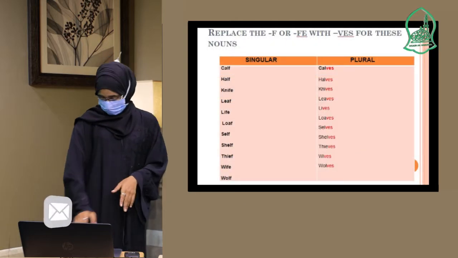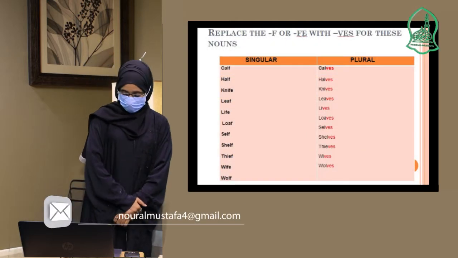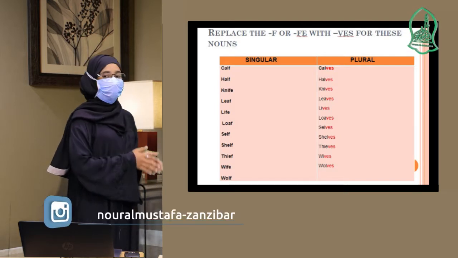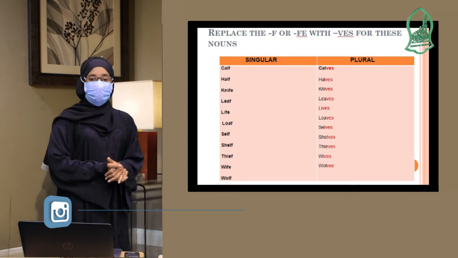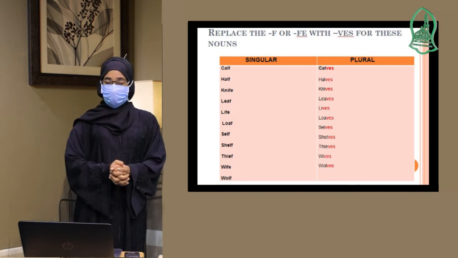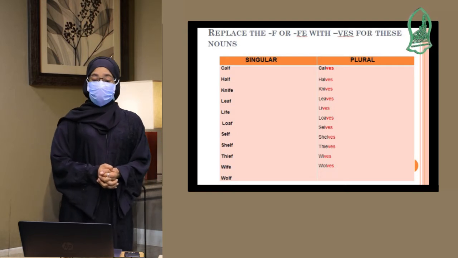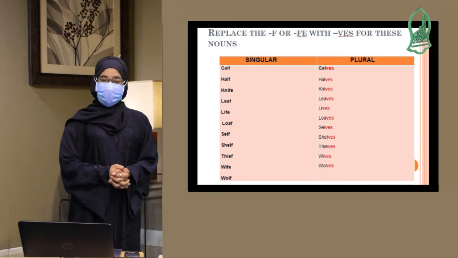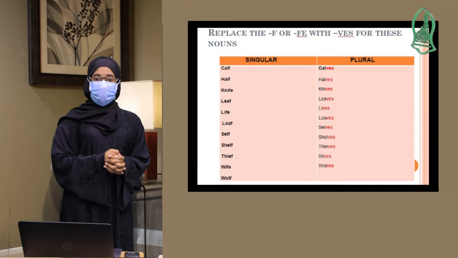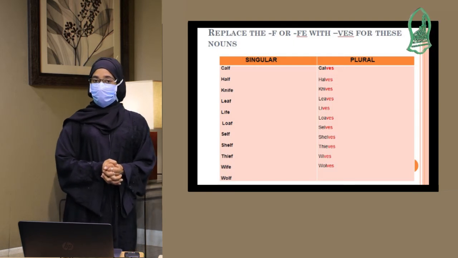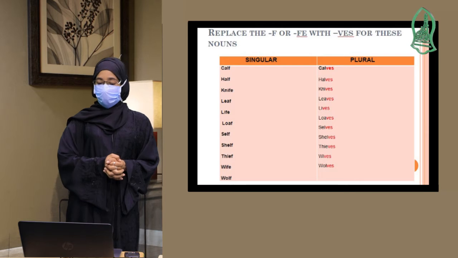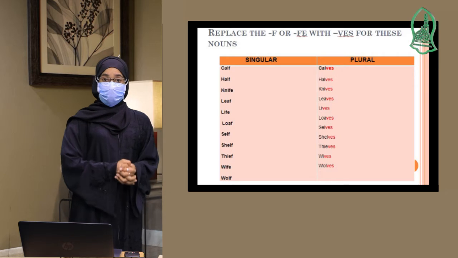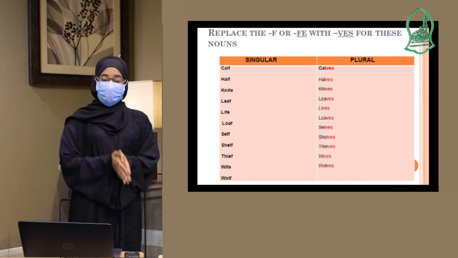Another rule is nouns ending with F or FE. I want you to listen very carefully. The nouns that are ending with F and FE, you have to replace the F or FE with VES in plural. F or FE, when you make those words plural, you have to replace. It means F will be cancelled or FE will be cancelled, and then you will add VES in plural.